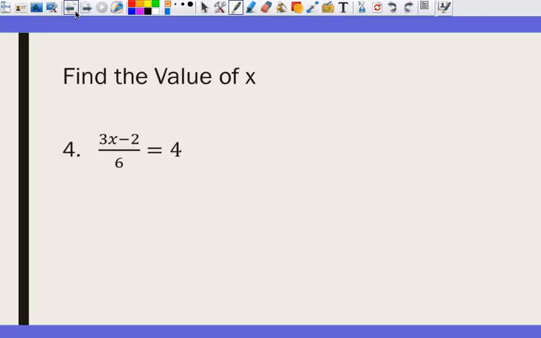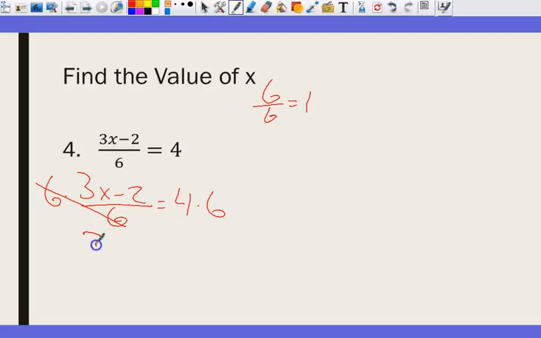Okay. 3x minus 2, all divided by 6, is equal to 4. Whenever you see a denominator in problems like this, you need to get rid of your denominator. What is this really saying? 3x minus 2 divided by 6. What's the opposite of dividing by 6? Multiplying by 6. So we end up having these two cancel each other out. Why did they cancel each other out? Because 6 divided by 6 is equal to 1. 3x minus 2, remember these canceled out, is equal to 4 times 6, which is 24.